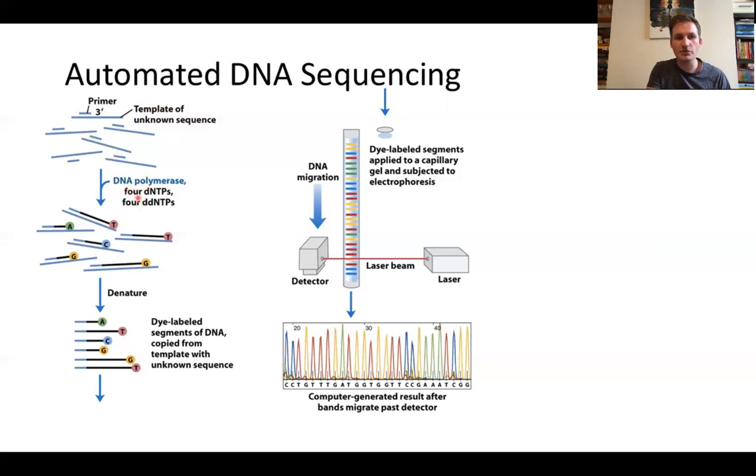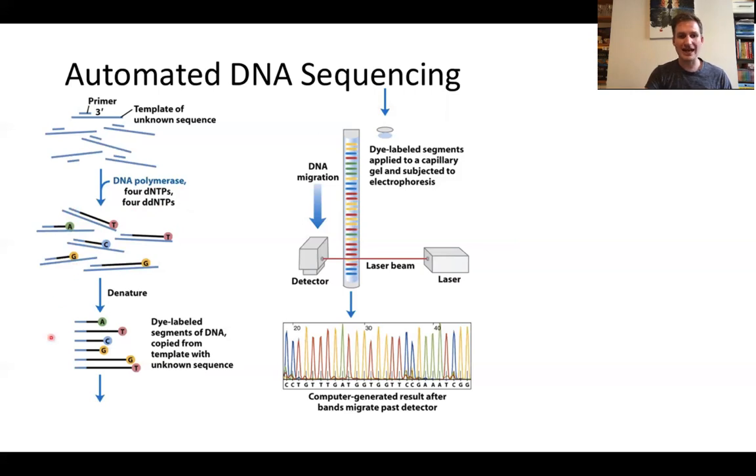We're going to include all 4 dNTPs. So these are the deoxyribonucleic acids. They're the building blocks for DNA. We're also going to include all 4 ddNTPs. So these are the modified nucleic acids that will truncate the DNA. They will stop it. But those ones also have a different color attached to them. T has red attached, C has blue, A has green, and then G has yellow.